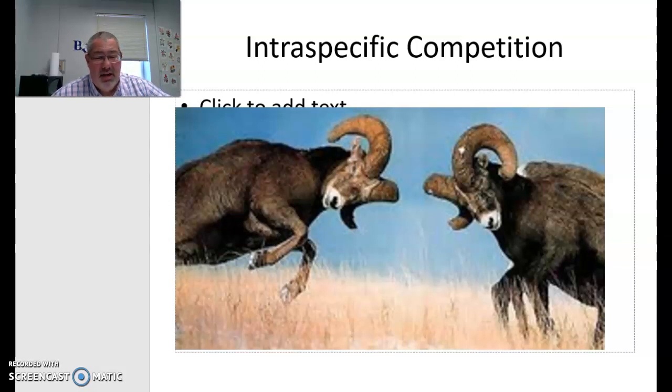So in this particular case, this headbutting event is a competition for the right to breed with a certain number of females.